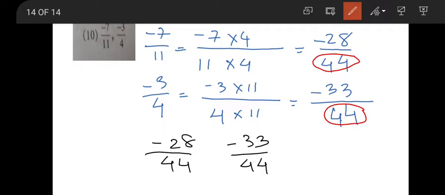Now the denominators are equal. Compare the numerators. Both the numbers are given in negative form. So the smaller number will become the greater one, that is minus 28 will be the greater one. So this sign will be put, and in the answer we will write my main question, that is minus 7 upon 11 and minus 3 upon 4, and we'll put this sign.